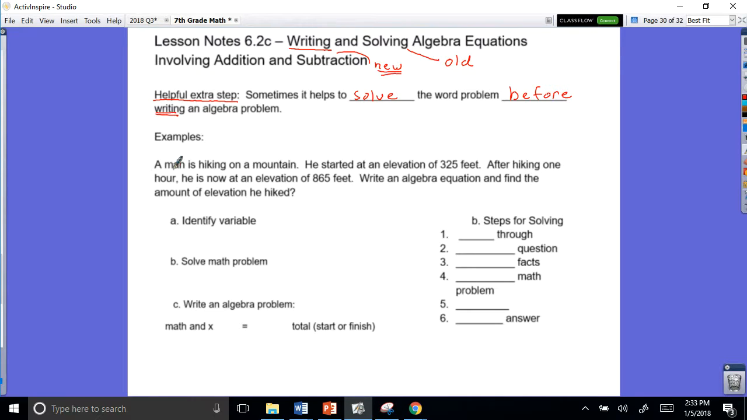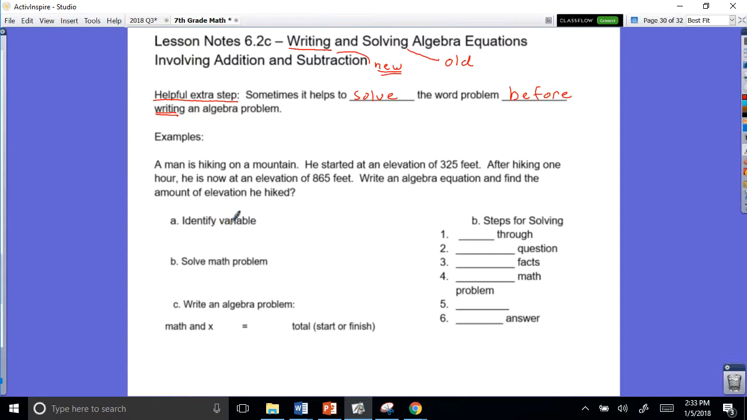Here's our first example. A man is hiking on a mountain. He started at an elevation of 325 feet. That's his starting point. After hiking 1 hour, he is now at an elevation of 865 feet. We are going to write an algebra equation and find the amount of elevation he hiked. That's our goal.